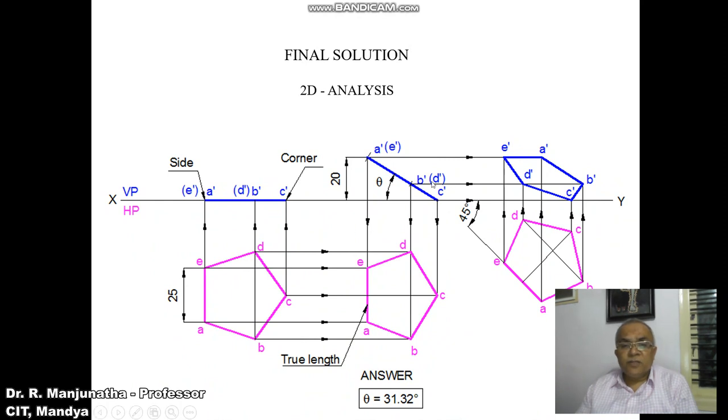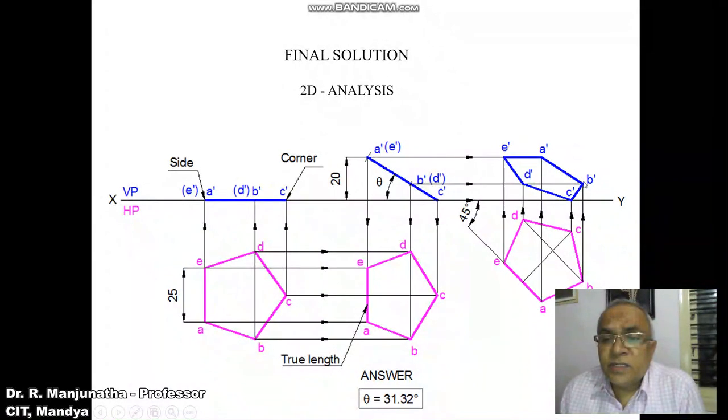Similarly, draw a horizontal projector from B dash and D dash, and draw a vertical projector from D to intersect at this point, and you mark this point as D dash. Draw a vertical projector from B to intersect at this point, that is from B dash to B dash in the third position, and you mark this point as B dash. Then draw a vertical projector from C to the XY line, and draw a horizontal projector from C dash. Both will intersect at this point, and you mark this point as C dash.